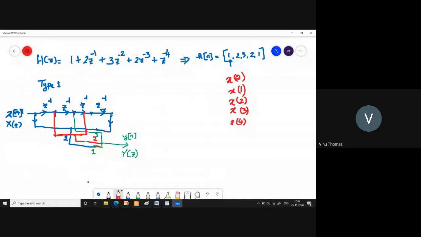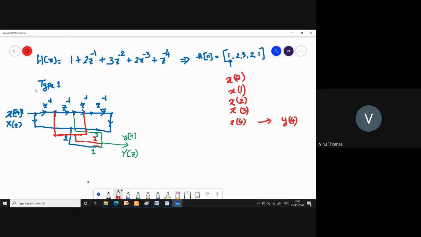So I must have the old samples up to x of 0 in hand. I require the previous 4 samples in addition to the present sample. All those have to be added in this fashion to produce the output y of 4. Only when all of this is available will you get y of 4. Is this clear? Yes, sir.